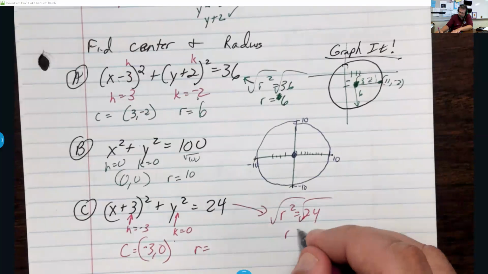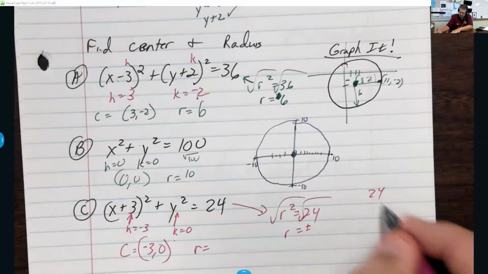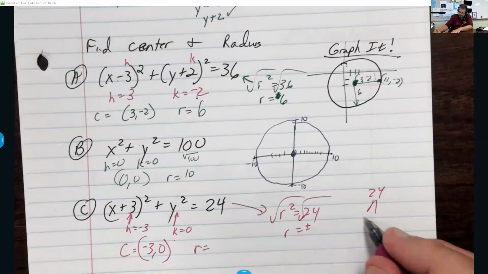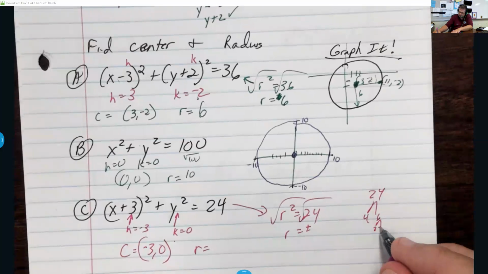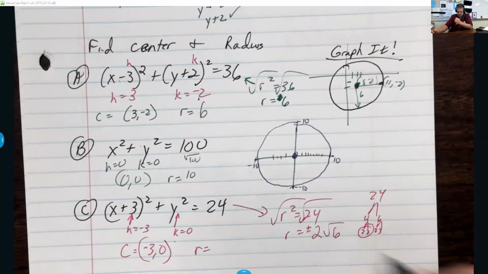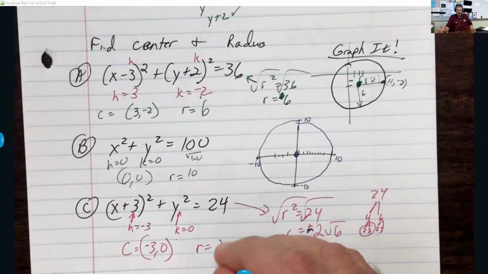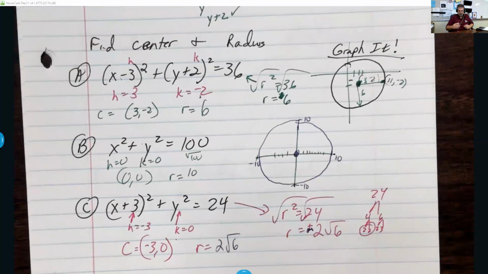That is not a perfect square. All right, so you have to simplify the 24, like we have. 4 and 6, 2 and 3, 2 and 2. So that's going to be 2 root 6. Now remember, no negatives allowed in radius. That's distance. So it's going to be 2 root 6. Now that's not one we would actually have you graph because you need a decimal for that. If you were graphing, we're going to give you whole numbers.